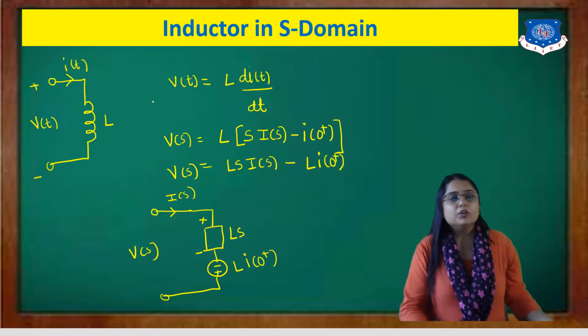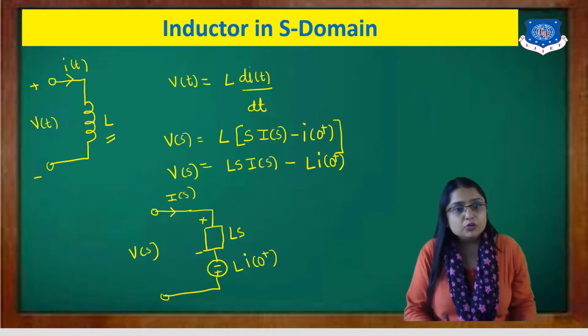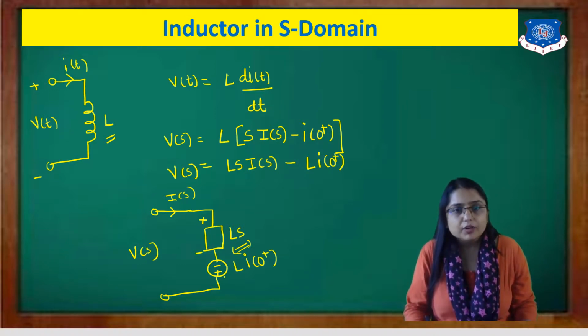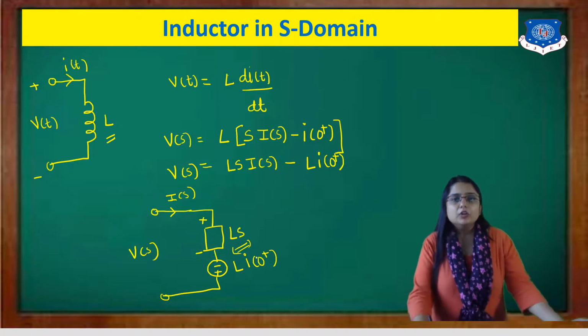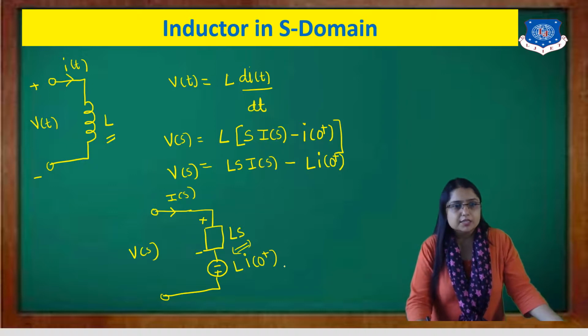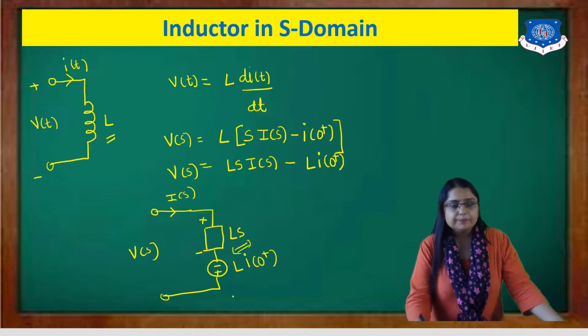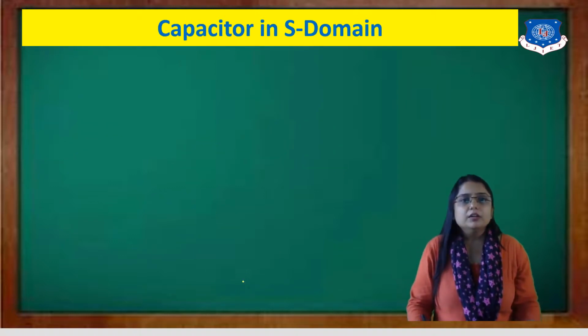So whenever you want to convert this inductor in the S domain, then you have to multiply this L with the S. Okay. And then in series with this inductor, you have to draw one voltage source. And the value of that source is what? It's the Li0 plus. And then you just remember the polarity. That is what? It's a negative positive.